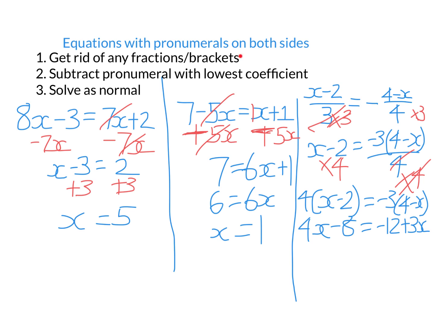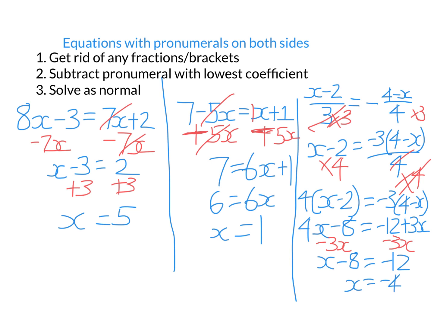So now I've done the first step, I've got rid of any fractions or brackets. I need to subtract the x with the lowest coefficient, which is that one there. So if I subtract 3x from this side, of course 4x minus 3x is just x. I can't subtract 3x from negative 8 because they're not like terms. So now what I do is add 8 to both sides of the equation. I get x equals minus 4.